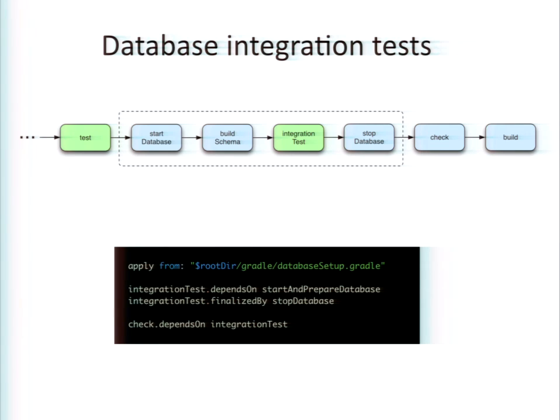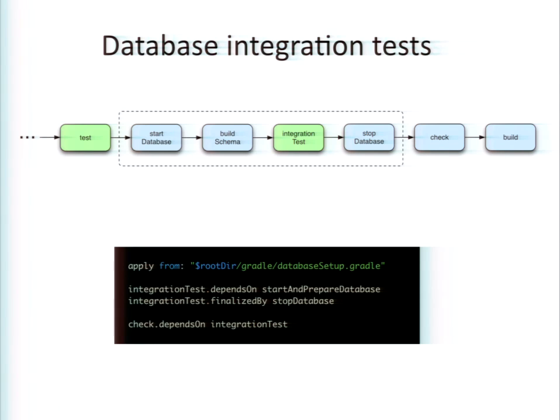By default, if you're familiar with Gradle, Gradle will stop a build as soon as the first task fails. There are ways to force it to continue, but the default behavior is to stop immediately. But of course, you don't want that here because no matter if your integration tests failed or not, you always want to stop your database. And that's where this finalized by comes in. It's like a try-catch block in Java, basically. So this would be the finally here, try finally.